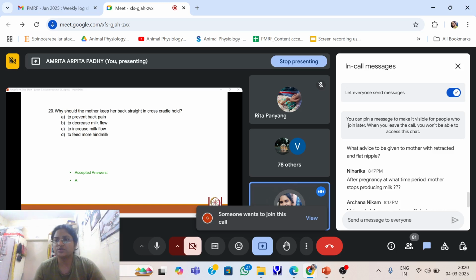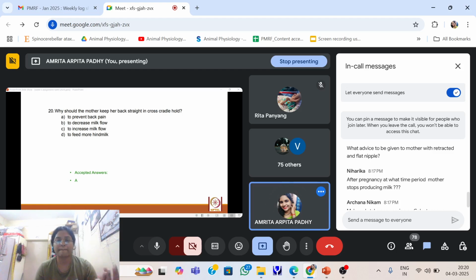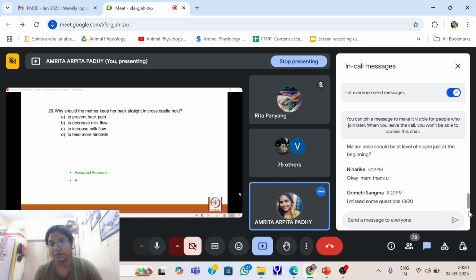What advice should be given to the mother with retracted and flat nipples? The only advice that can be given is that they should be a little more careful in handling or positioning the baby while breastfeeding, because there can be more chances that the baby will be nipple feeding instead of properly sucking. So the position is important there, because the nipple is flat and retracted, it is a little difficult for the baby to suck onto it as well, right? So the mother has to take care that the baby is sucking the breast milk properly.